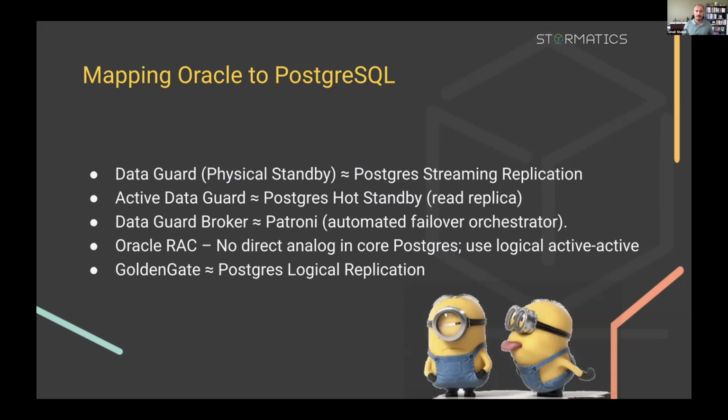You implement the cluster and you can fail over automatically. RAC, I'd mentioned, we don't have an exact equivalent of RAC in the Postgres world, but you can implement something similar for high availability and active-active configuration using logical replication. And again, using that same logical replication, you can implement GoldenGate type of functionality. So these are the rough equivalents if you want to map concepts from high availability in the Oracle world to high availability in Postgres.